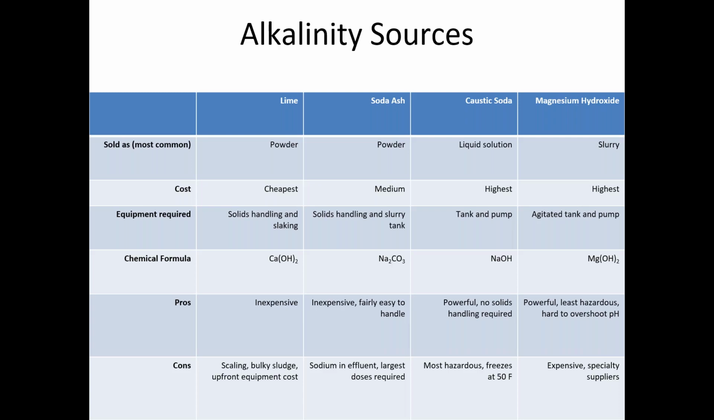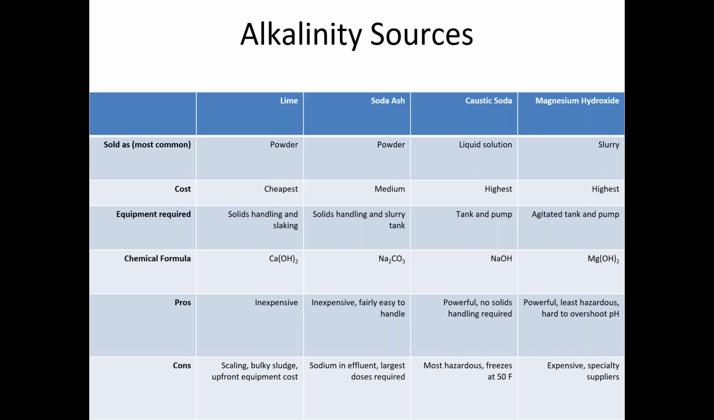The first one is lime, also known as hydrated lime or slaked lime. That's usually sold as a powder. The second one is soda ash. If you're curious, baking soda functions fairly similarly to soda ash. Also usually sold as a powder. Usually it's fairly inexpensive because it's an industrial byproduct in a lot of cases. The third one is caustic soda, sodium hydroxide. I refer to this a lot in industry just as caustic, usually sold as a liquid.